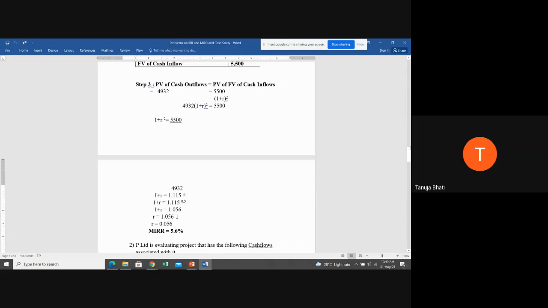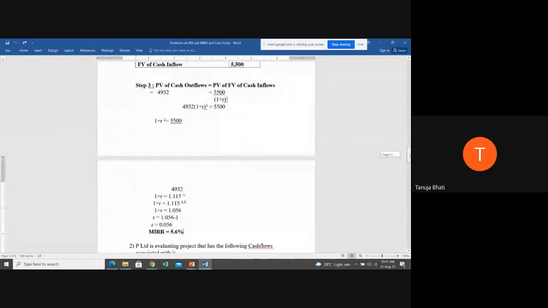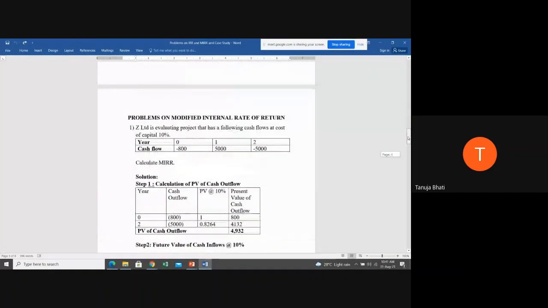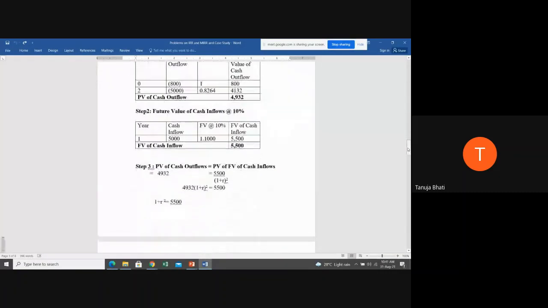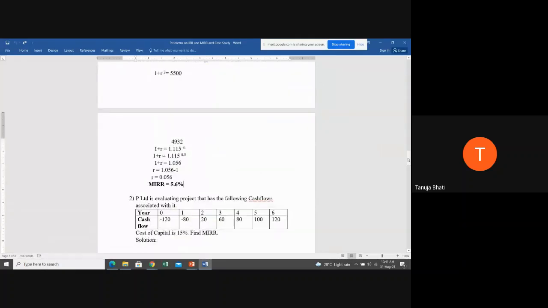Now you tell me, should the project be accepted or rejected? Your rate of return is 5.6%, but your cost is 10%. Will you accept this proposal or reject it? Yes, students? Will you accept the proposal or reject the proposal?